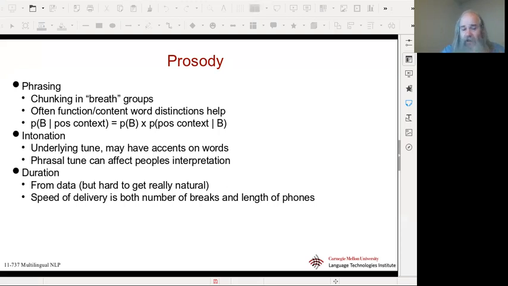Speed of delivery is quite interesting. If you want to be able to tune how fast the synthesizer speaks, it's not just the speed of the phonemes, it's also the number of breaks. So when you speak slowly, you make more breaks between the words, the phrases. But when you're speaking fast, you stop putting any breaks in and you just speak continuously. And so you want the knob to play with the number of breaks as well as the actual speed of the phonemes.